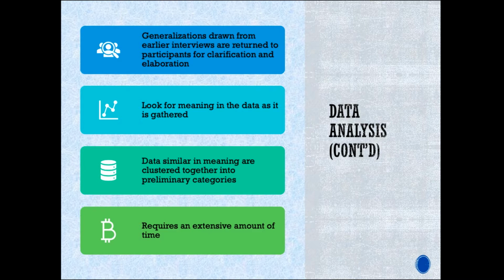You have to be objective. You should not be biased. This means that all this generalization, all this conclusion must come from the meaning of the respondent and informant themselves, how they give you this information and what they mean by it, but not based on your meaning or on theoretical literature review meaning. So data similar in meaning are clustered together into preliminary categories and require an extensive amount of time, and we will see this in coming slides.